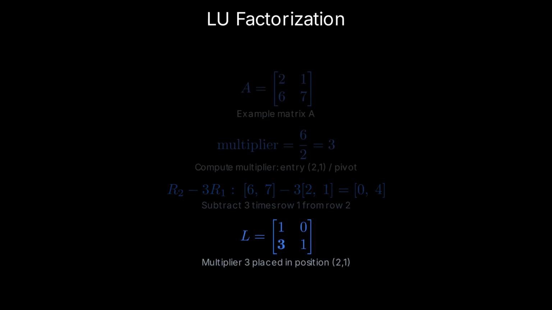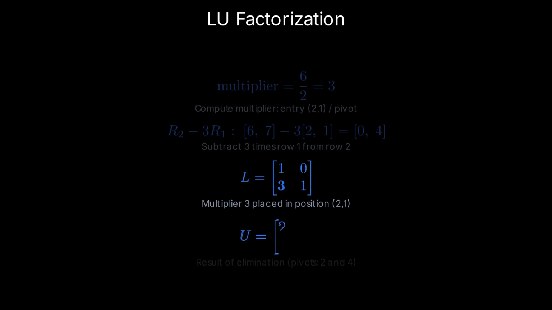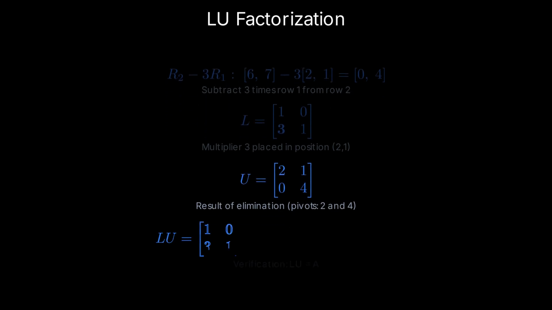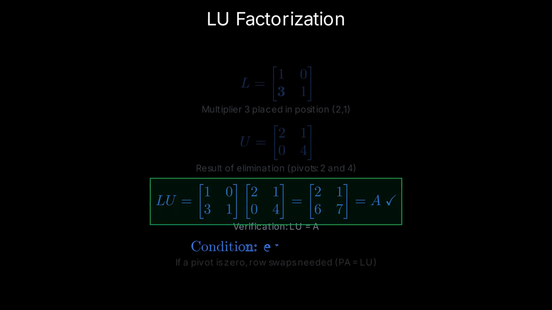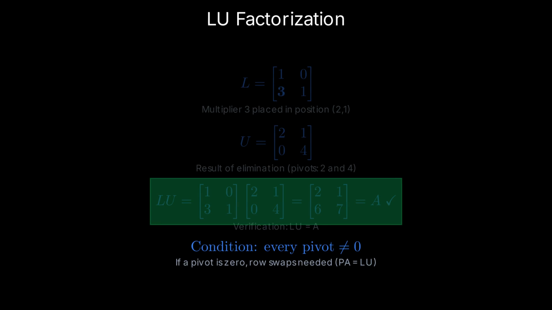The multiplier 3 goes into L, giving us L equals 1, 0 in the first row, and 3, 1 in the second row. U is the result of elimination, 2, 1 in the first row, and 0, 4 in the second row. Let's verify by multiplying L times U. The 2, 1 entry is 3 times 2 plus 1 times 0, which is 6. The 2, 2 entry is 3 times 1 plus 1 times 4, which is 7. So L times U gives us back the matrix 2, 1, 6, 7, which is exactly A. This factorization works as long as every pivot is non-zero.